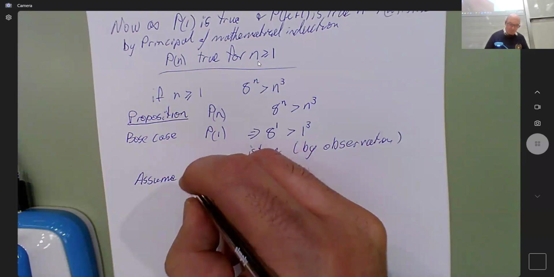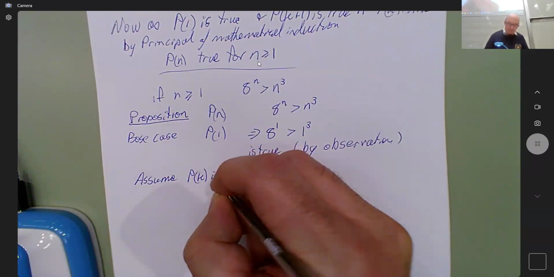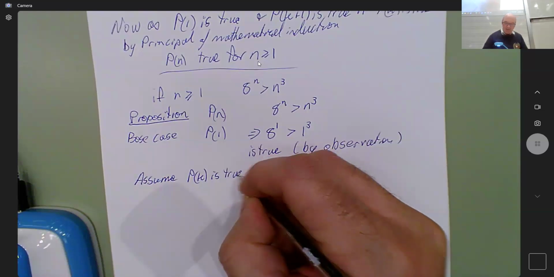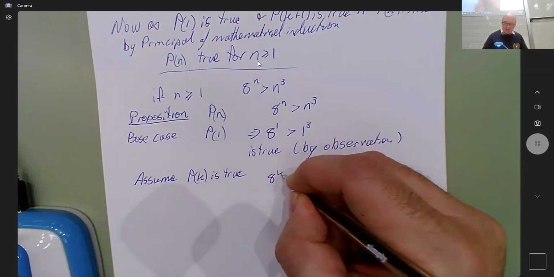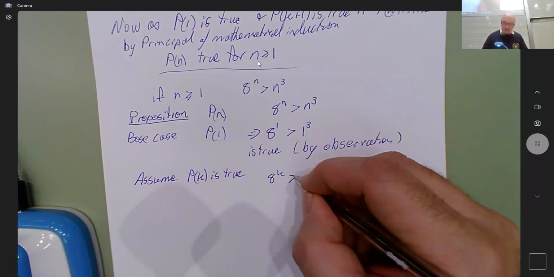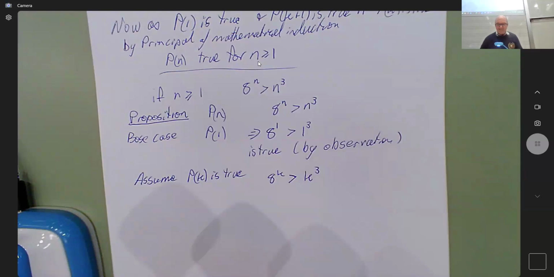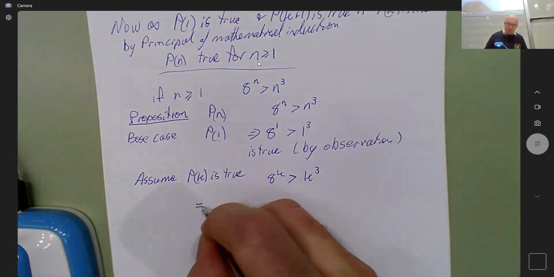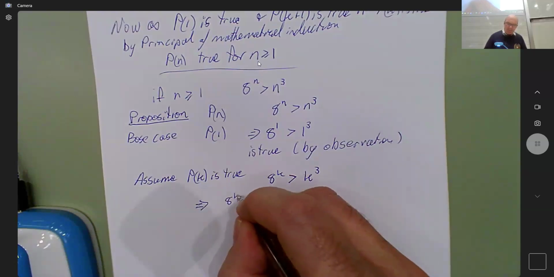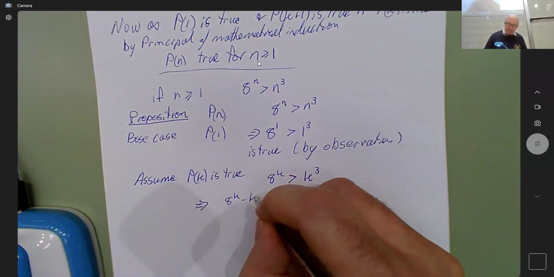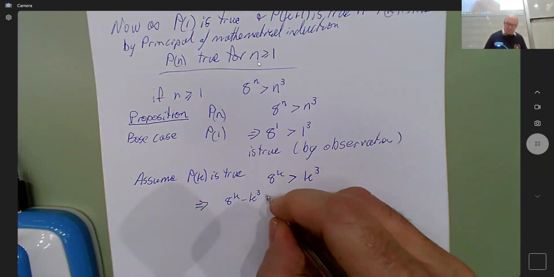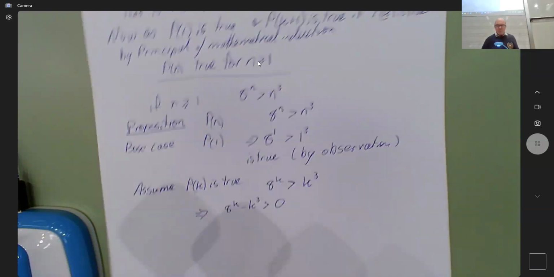So let's assume P(k) is true, and that would be 8 to the power k is greater than k cubed. Sweet. I'm a little bit stuck at this point in time. I don't know what I'm going to do. So I'm going to rewrite this and say 8 to the power k minus k cubed is greater than 0.